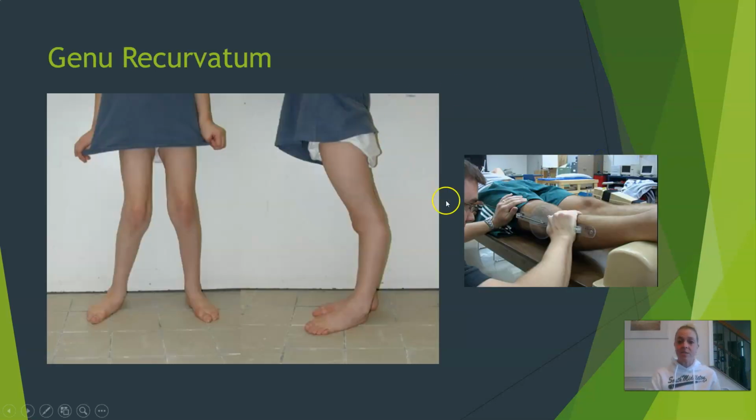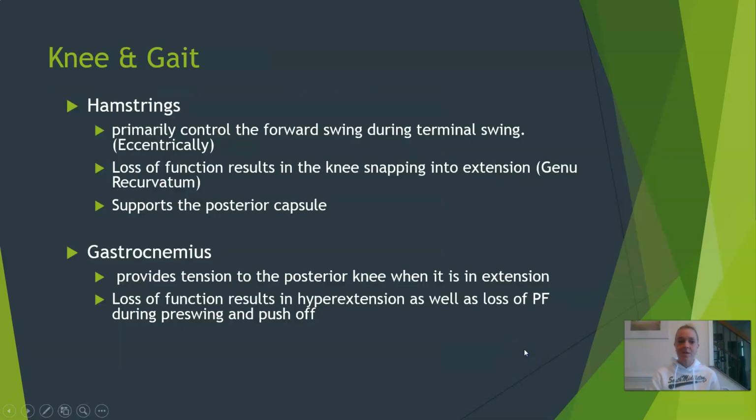But here's some pictures of some serious genu recurvatum. That is not normal, we need to do some serious quad strengthening with these individuals. You can see the amount of hyperextension in that leg there. So again, lots and lots of quad strengthening to try to help improve the stability of those knees.